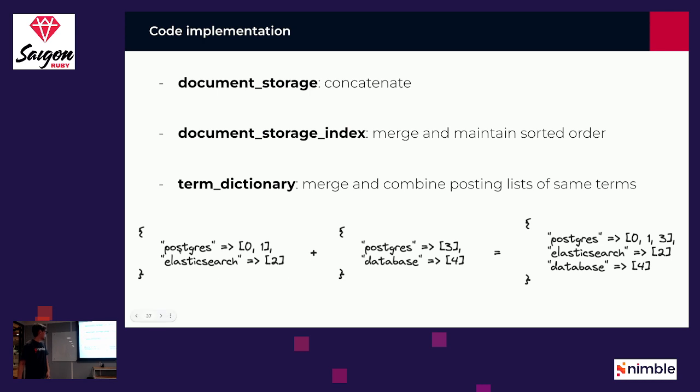So if you have Postgres, Elasticsearch here, and then Postgres database here, what you want in the final result is that Postgres has the posting list from both segments, merged into one.